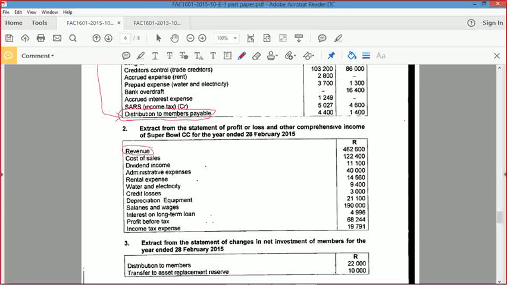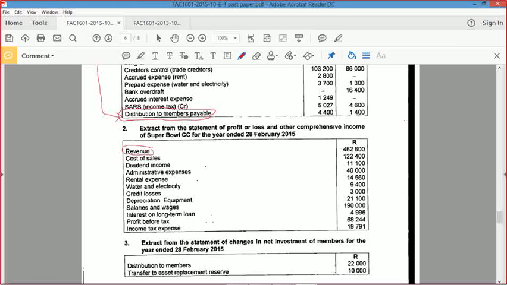Won't the SARS income tax have something to do with it? No, SARS income tax will only affect the profit, which you've looked at. Bank won't affect this. Bank is cash, bank is separate. So creditors control, trade creditors, notes, retained earnings. What can you do with your profits?